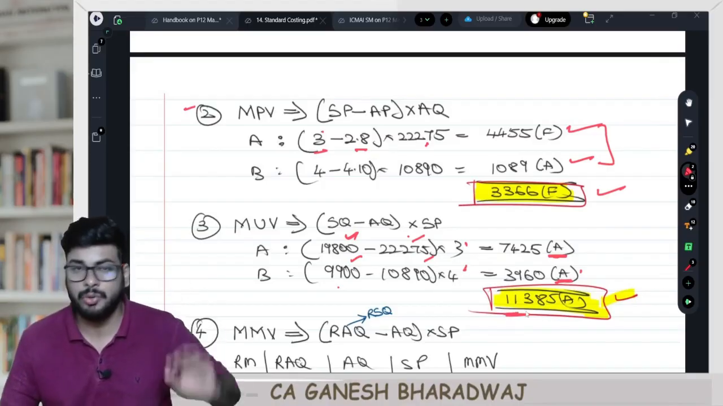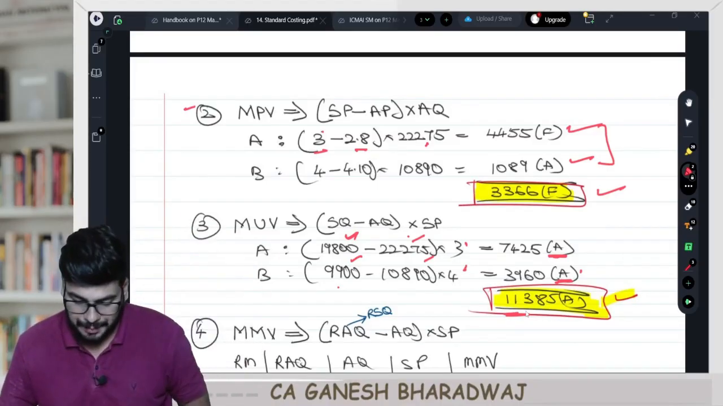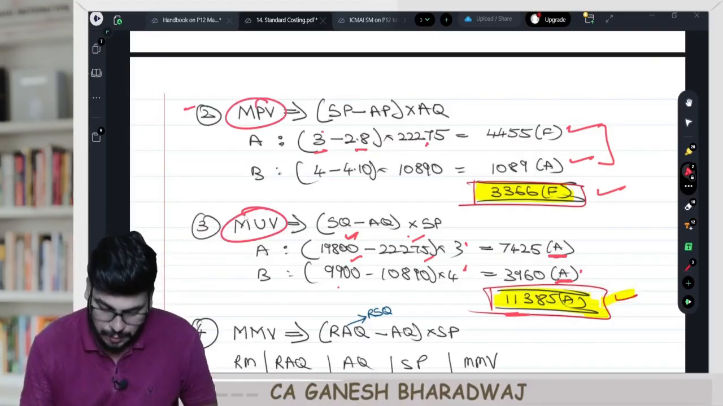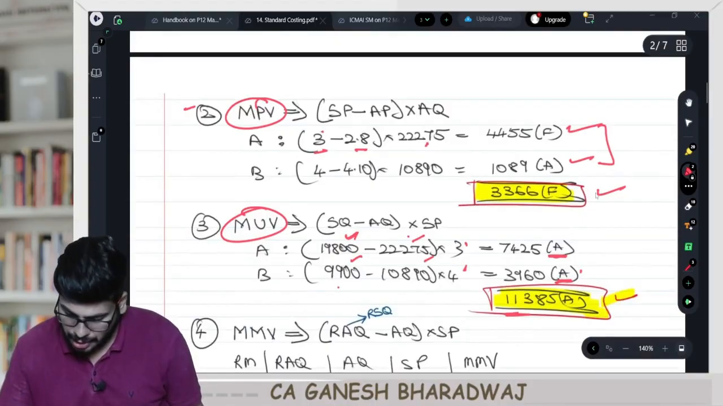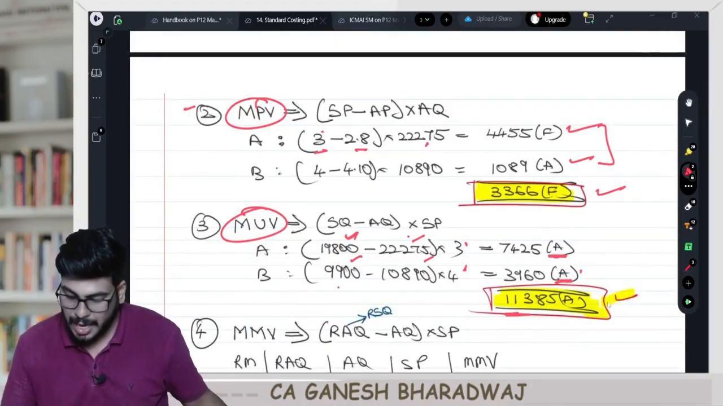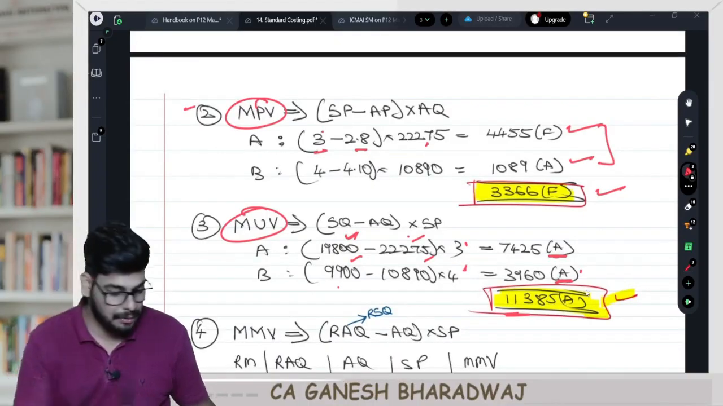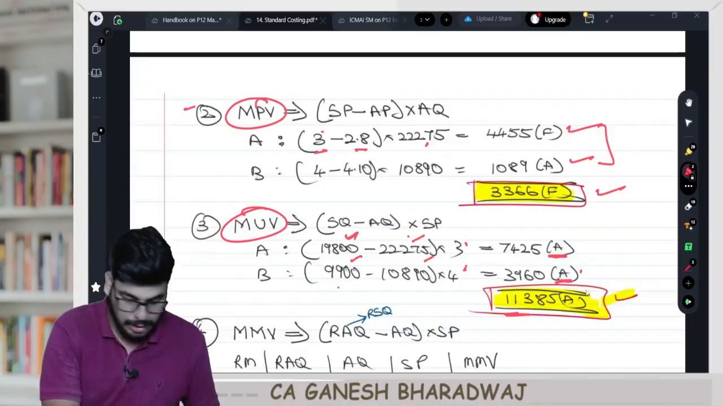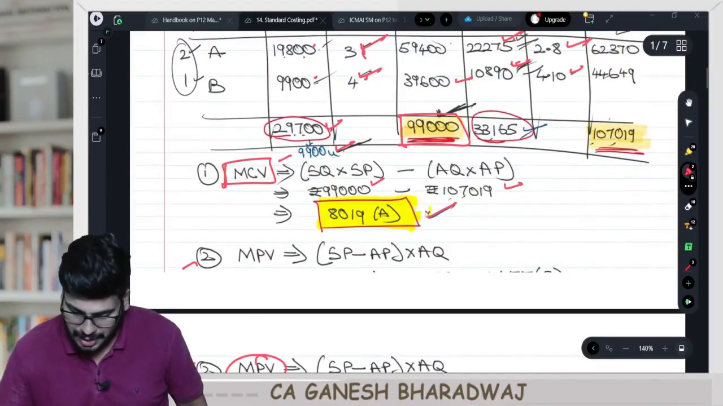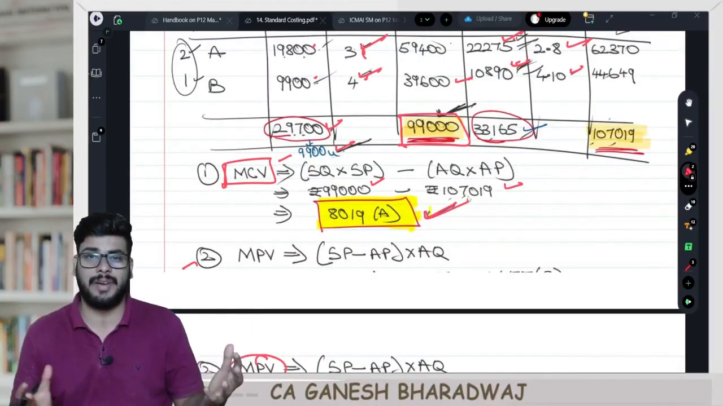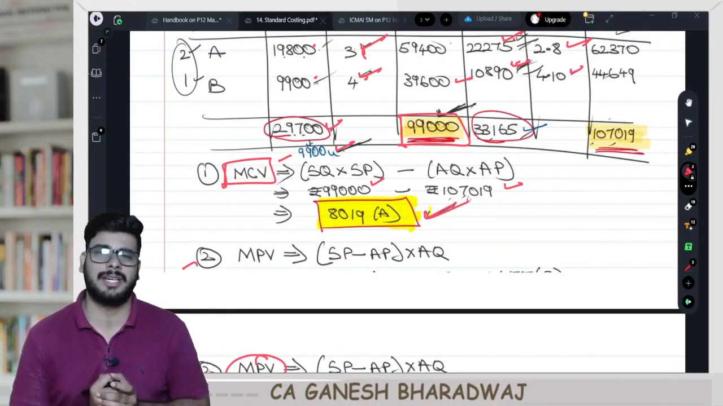Now what you need to do: do not proceed further immediately. Wait. Material price plus usage variance should be equal to your cost variance, right? Let us see here. You get 3,366 as favorable and 11,385 as adverse. So 3,366 minus 11,385, how much is this? 8,019 adverse. It is tallying. So immediately you can find out that whatever you have done is correct. Are you clear with this?